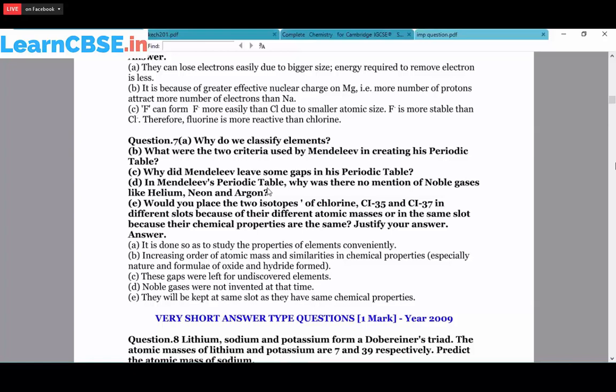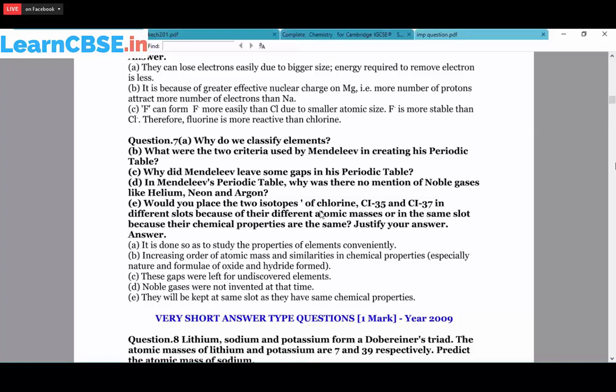In Mendeleev's periodic table, why was there no mention of noble gases like helium, neon, argon? They were nowhere mentioned in Mendeleev's periodic table because they had not been discovered at that time.